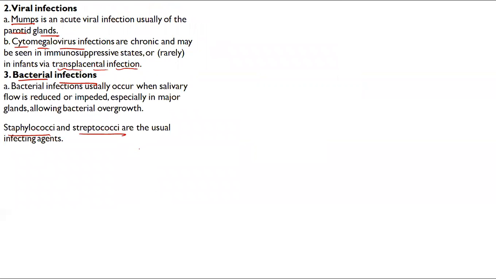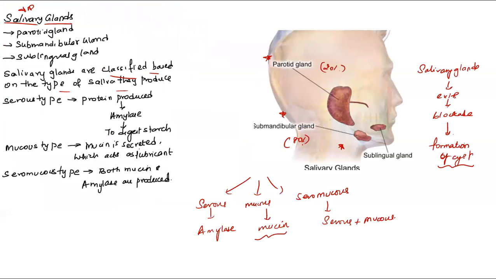The viral infections affecting salivary glands are mumps and cytomegalovirus. Cytomegalovirus can transfer from mother to the infant through the placenta. Bacterial infections are streptococci and staphylococci infections. The major salivary glands are the parotid glands, submandibular glands, and sublingual glands. We have thousands of minor salivary glands. Of the saliva produced, 20% is produced by the parotid gland and 80% by the submandibular gland. Wherever these glands are exiting, if that is blocked, then there will be reactive lesions.